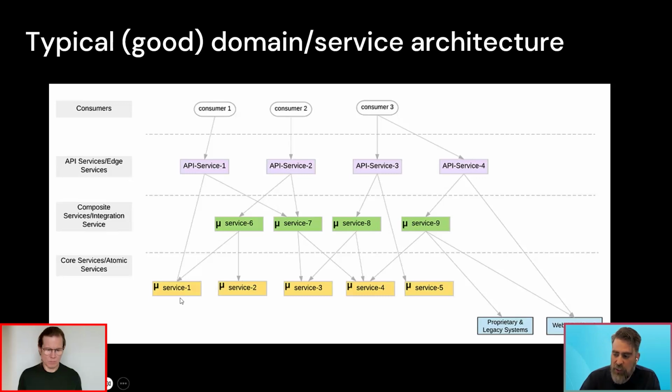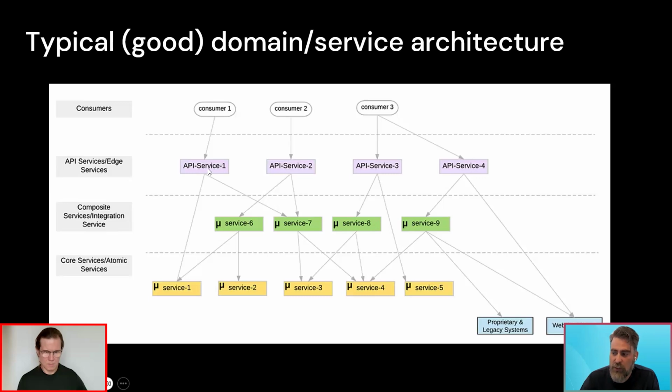For instance, one thing that we see is that these core services are not dependent on anything else. There's no dependency from core services onto other core services. There's no bidirectional dependencies. They don't call back to API services. And what it means is that each of them can scale independently. Each of them can be deployed independently. It means that the number of dependencies that you have on them is limited by the number of layers that you have in your architecture.